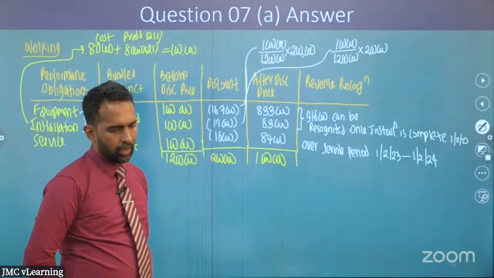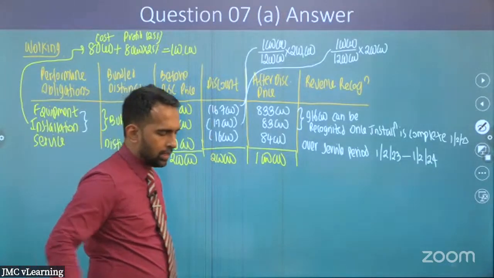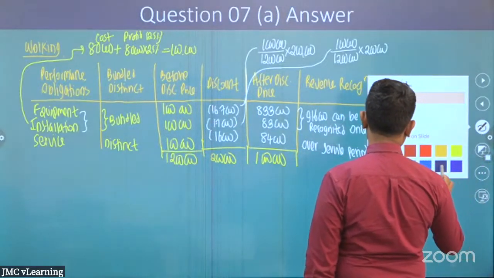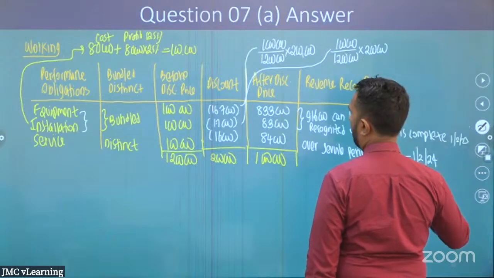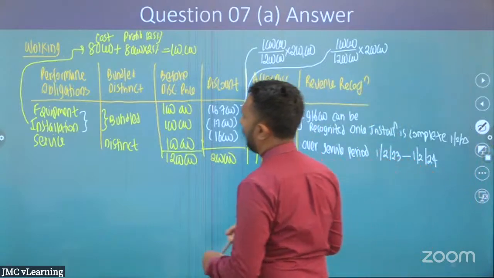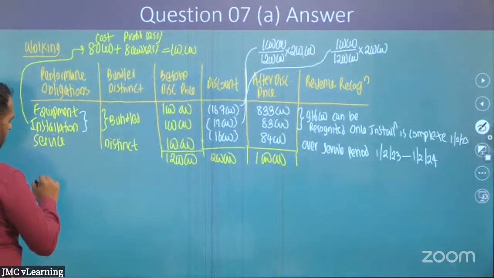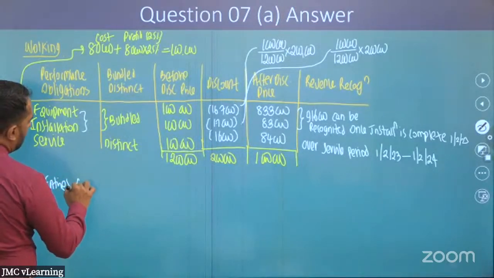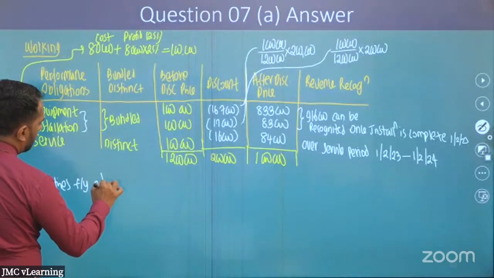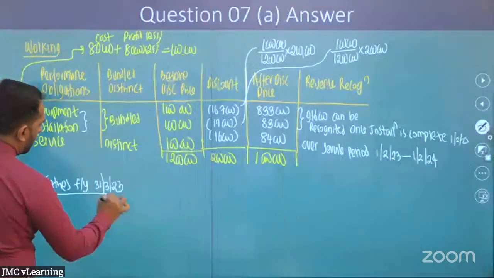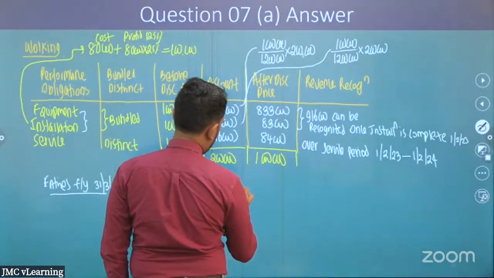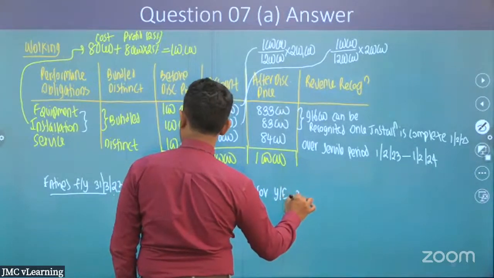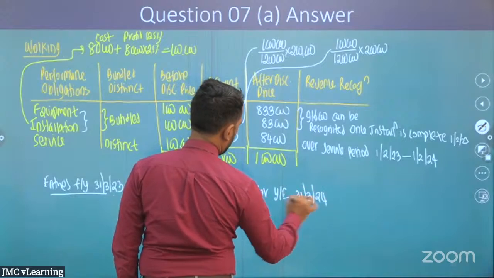Okay. Good. Now we are coming towards the answer. Let me put the answer. So they're asking us to provide the accounting entries for the year ended 31st of March 2023, and the entries for the year ended 31st of March 2024.